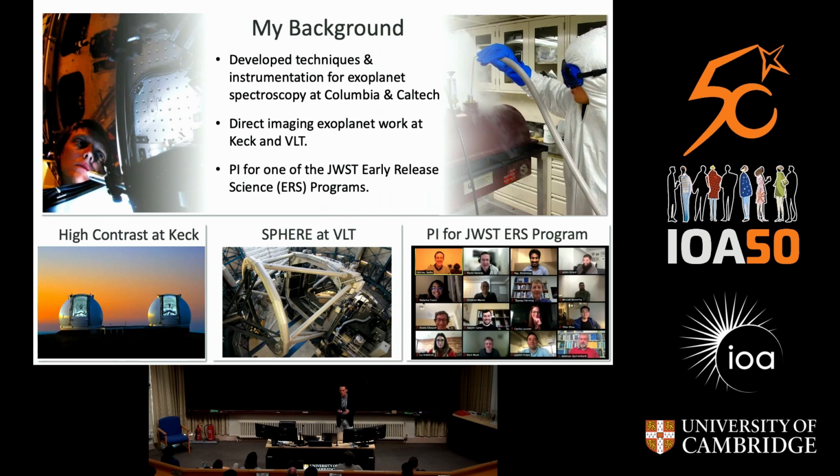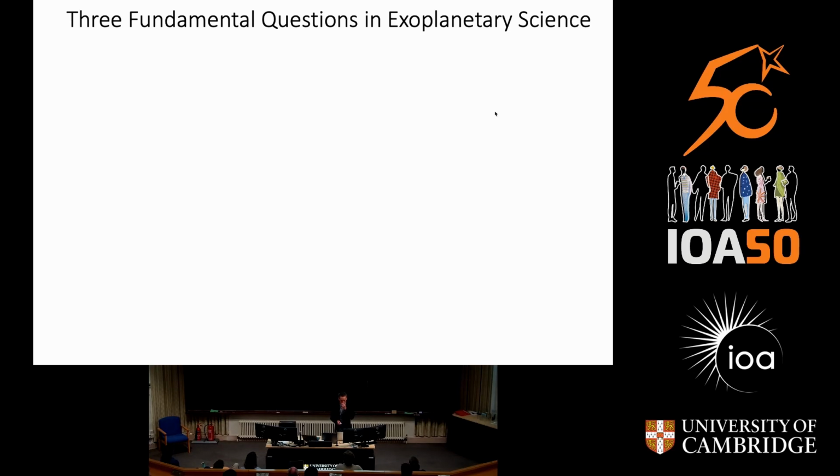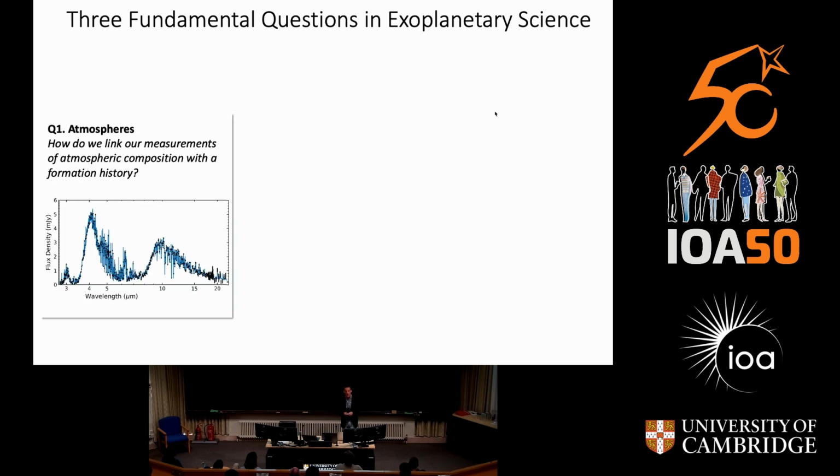But one of the things that's been taking a lot of my time over the last many years is that I'm PI for one of the JWST early release science programs. With that in mind, I want to highlight three fundamental questions that I think the direct imaging technique is really well poised to answer. The first one has to do with atmospheres of exoplanets. Simply put, a real quest in this field is to ask: how can we directly link our measurements of atmospheric composition with a formation history? Everybody would like to do this.